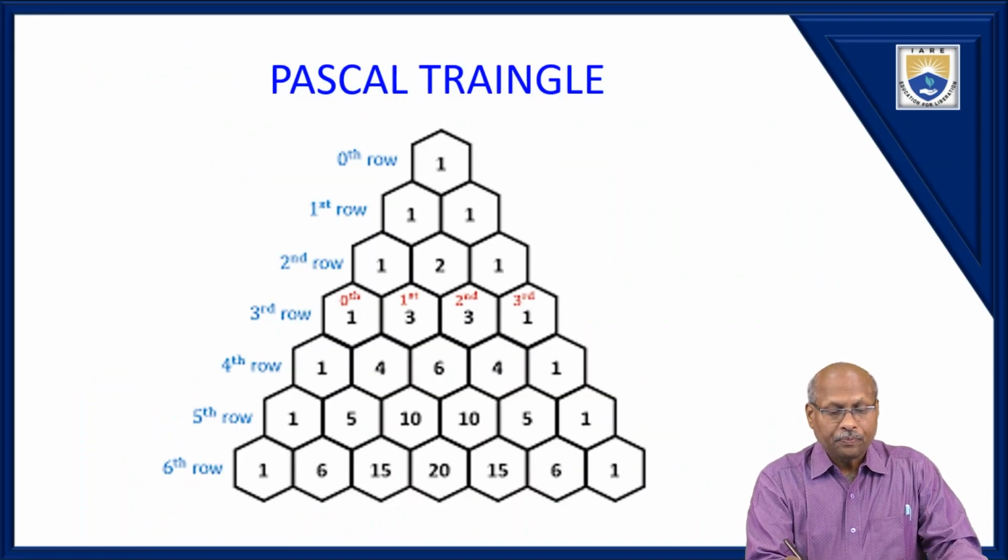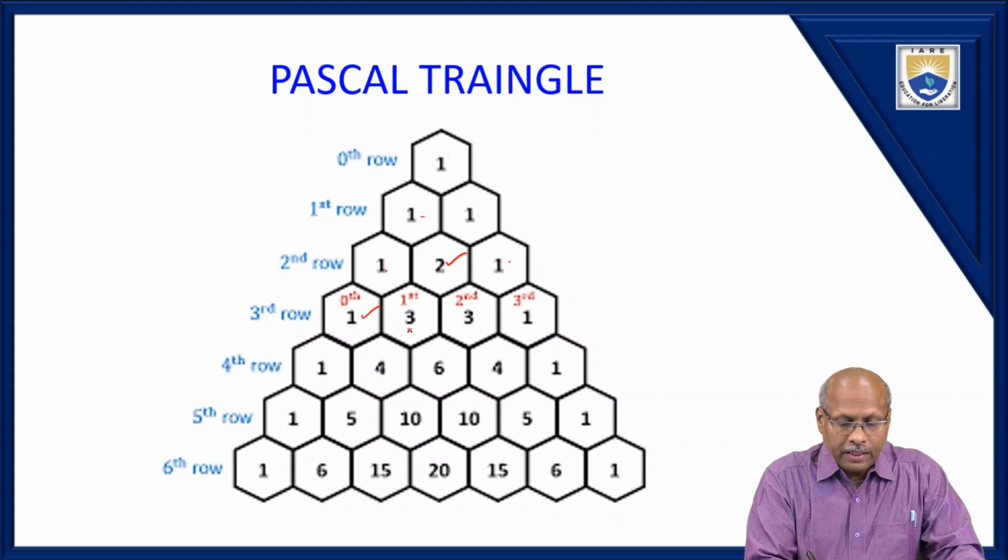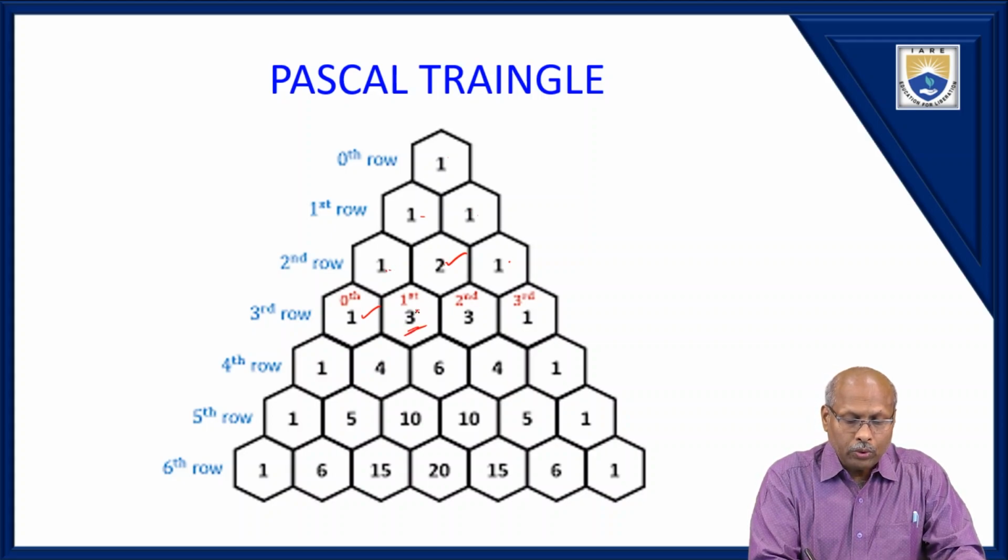Now, if you observe here, initially 1 is there. The next row is 1 and 1. The next row is 1, 1 plus 1, 2, then 1. Then in the next row, this is 1. This 3, how is it coming? This is 1 plus 2, that is 3. And this 3 is 1 plus 2, 3, and 1.